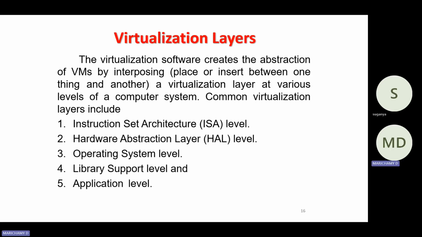And then the hardware abstraction layer, the virtualization directly on top of the hardware. It has the advantage that it is high performance and isolation. And the drawback is expensive and complex. The examples of the hardware abstraction layer level are VMware ESXi and Xen.